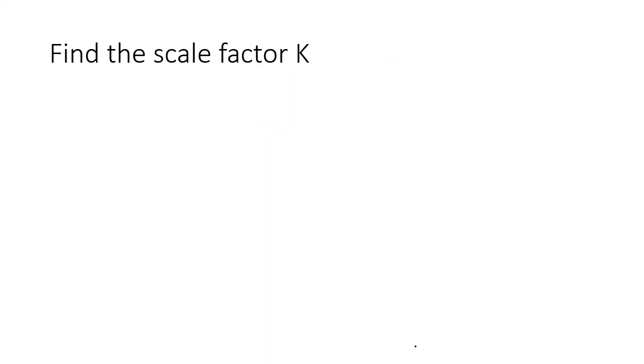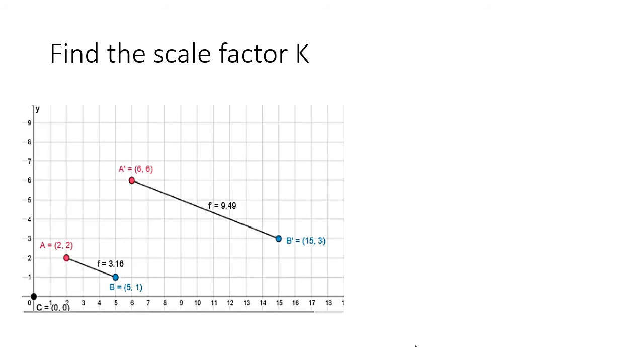Let's take another. Now this is a second problem about finding a scale factor. As you have noticed, A prime is my image, and AB, with coordinates (2, 2) and (5, 1), is my pre-image. How did I know? From the prime. There's no prime on it, so this is my pre-image. And this would be my center of rotation. In this video, as I said previously, the origin is my center of rotation.